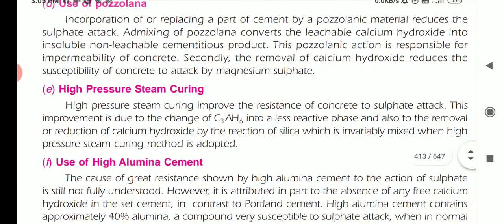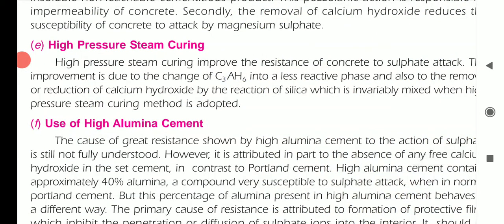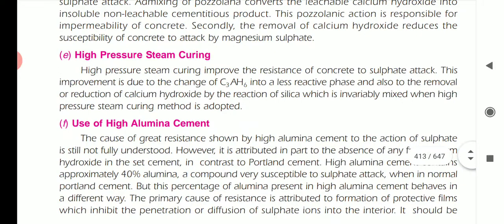In the curing method, high pressure steam curing will prevent sulfate attack. High pressure steam curing improves the resistance of concrete to sulfate attack. The improvement is due to the change of C3AH6 into a less reactive phase and also the removal or reduction of calcium hydroxide by reaction with silica, which invariably is present when high pressure steam curing is adopted. So steam curing is also one of the methods to prevent sulfate attack.